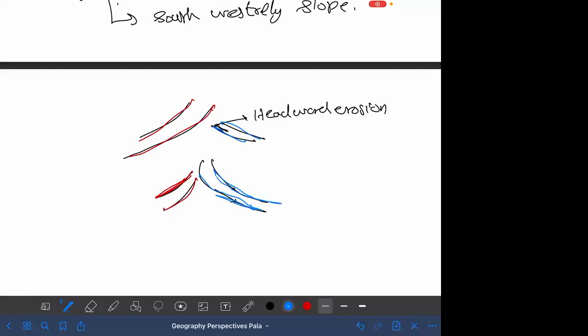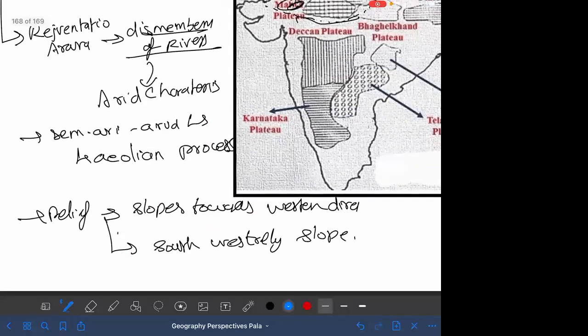So this has occurred in the case of Saraswati and Yamuna. Yamuna has captured some of the streams from Saraswati, and thus these two factors together led to the rise of aridity in the Thar platform. So the dismemberment of rivers after the rise or rejuvenation of Aravalli is the main point here. That then led to the formation of the Great Indian Desert.